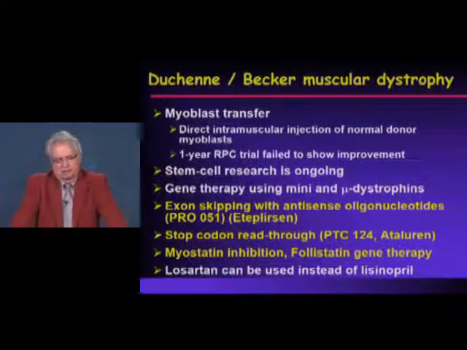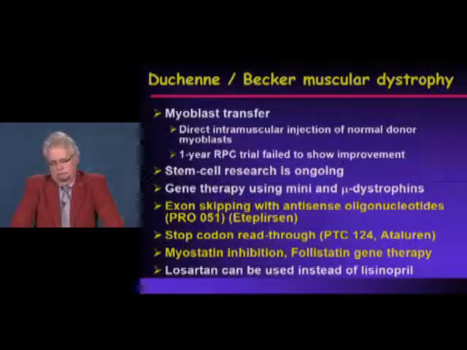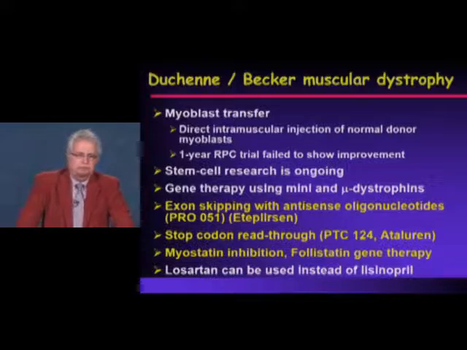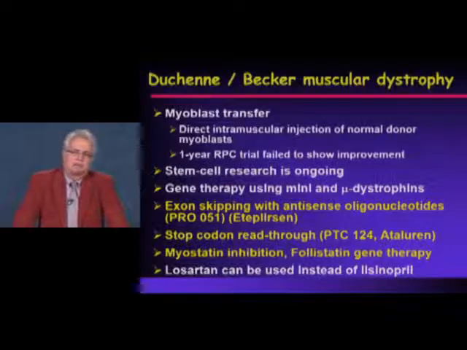But nevertheless, we don't have something that can be used in the clinic. There are no large-scale clinical trials right now, only small-scale trials in limb-girdle muscular dystrophies. The three areas that seem to be very promising are the exon skipping effort with antisense oligonucleotides.